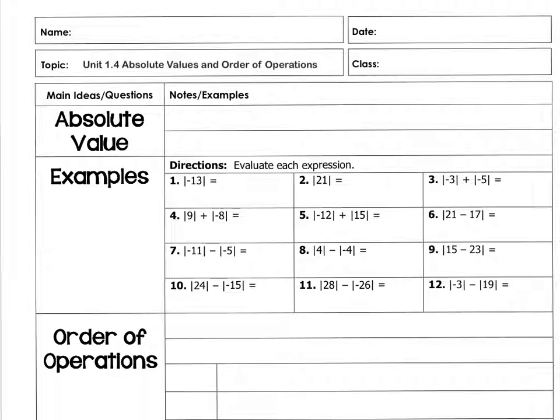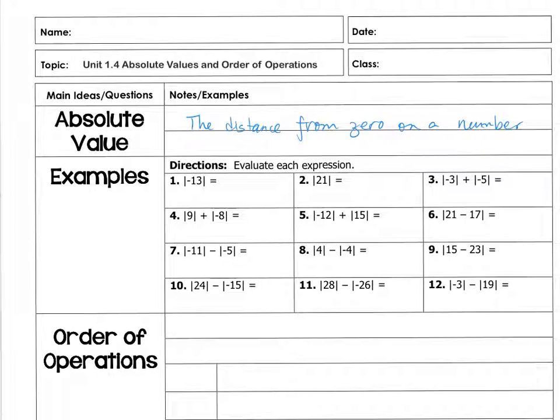In this video, we're going to learn about absolute values and order of operations. First of all, absolute value is the distance from 0 on a number line. So if I say absolute value of 3, that means the distance from 0 to this number is 3. So it's distance from 0 on a number line.